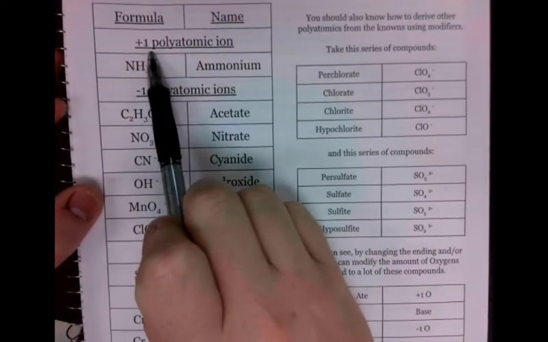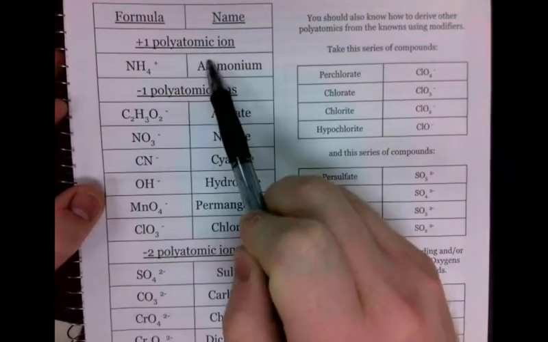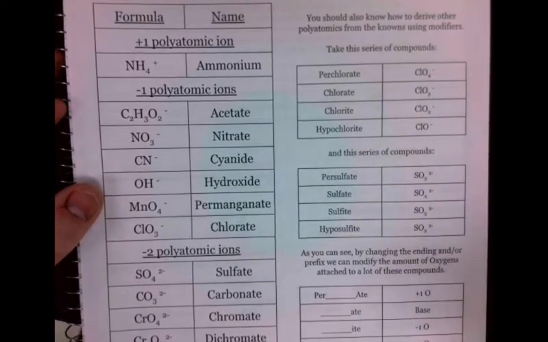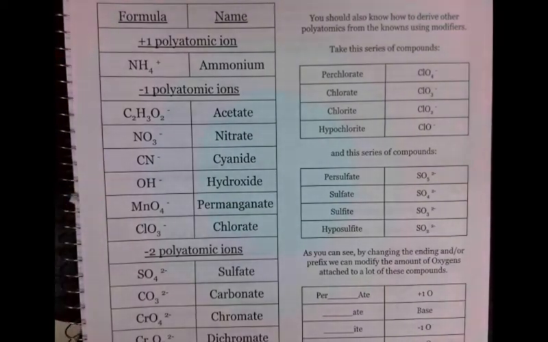Now, if we just look at the name, poly means multiple, atomic is atom, ion means something that has a charge. So they are multiple atoms that together have a charge. The whole reason they're important is because these things function as a unit. They stick together and they don't commonly separate in chemical reactions.